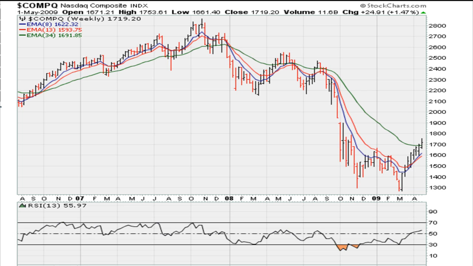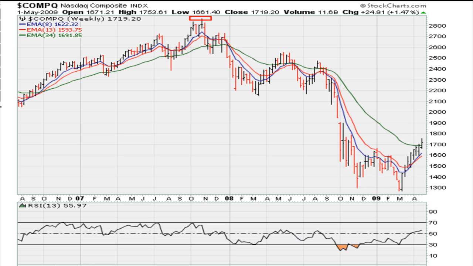Eric Mwathe here. So let's continue here with the negative divergence, positive divergence idea. And now we're going to go back to what happened in 2007. This is the NASDAQ weekly chart. So we have a chart here for the NASDAQ weekly between 2006 and 2009.